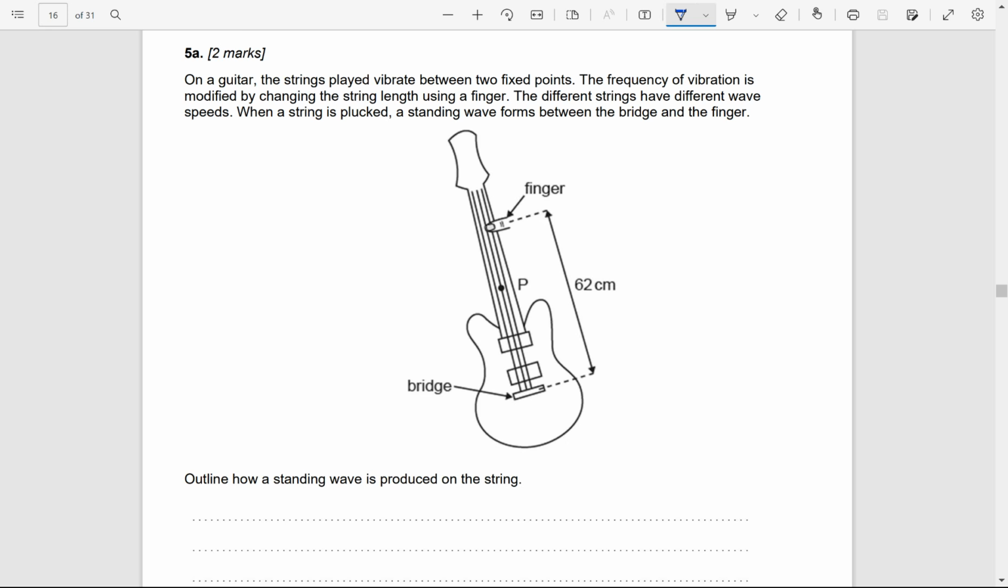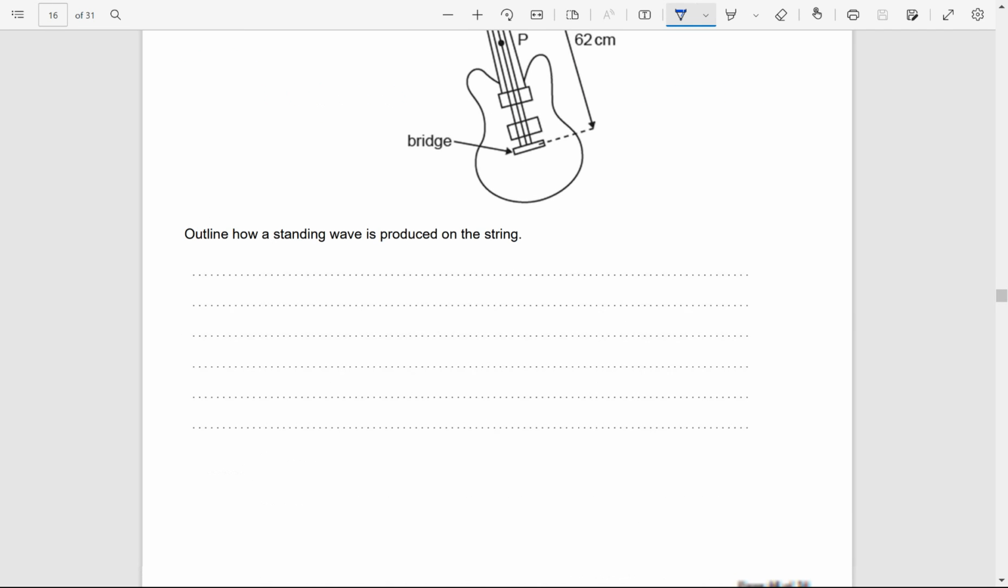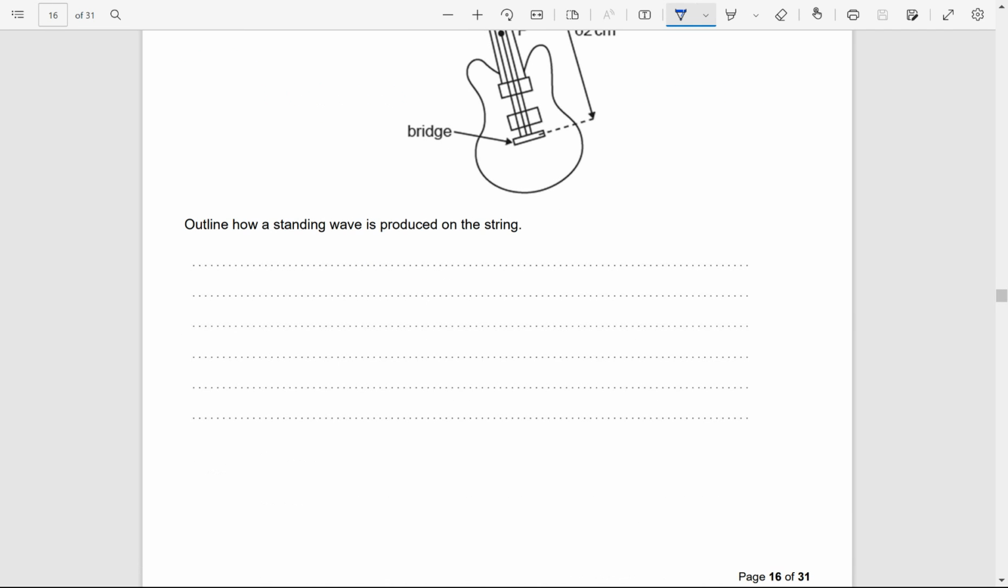Question 5 is about waves, and it starts off with standing waves on a guitar. On a guitar, the strings played vibrate between two fixed points. The frequency of the vibration is changed by changing the string length using a finger. The different strings have different wave speeds. When a string is plucked, a standing wave forms between the bridge and the finger. Outline how a standing wave is produced on the string.